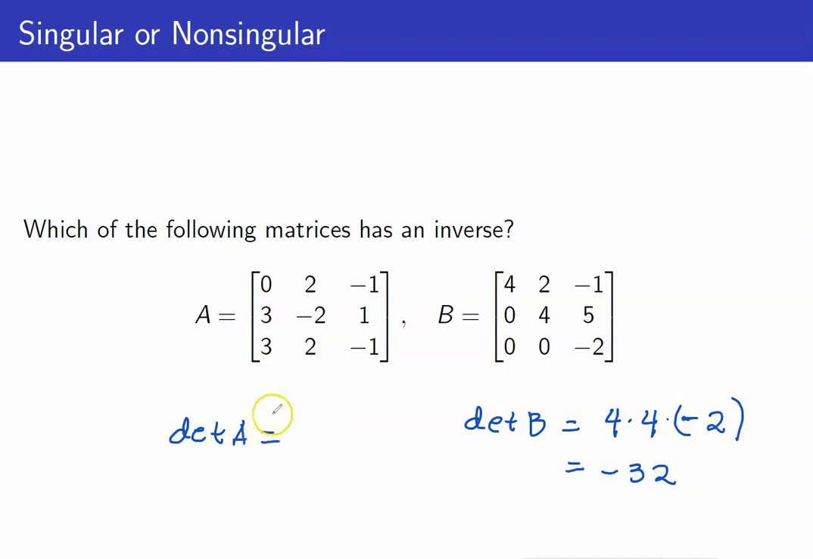However, for the determinant of A, notice that the third row is simply a multiple of the second row. And if that is the case, what happens to the determinant? The determinant will be equal to 0 if you have a row which is a scalar multiple of another row. So therefore, since the determinant of A is equal to 0, A has no inverse, whereas B has an inverse.